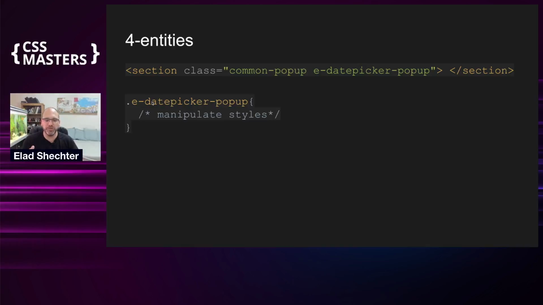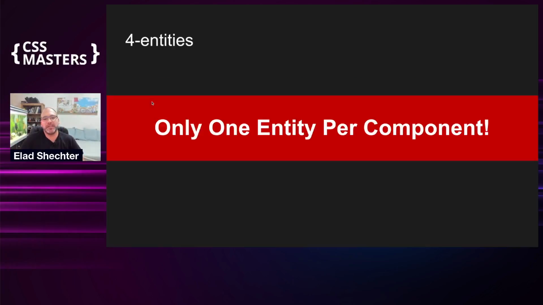And how am I so sure that one class can override the style of the common pop-up? It's the way that I already built the structure of the loading of all those types of partials. Remember, the component is layer number 2. Entity is layer number 4. It always comes after. In this way, I know that even a one class selector of eDatePicker pop-up can override the class of common pop-up. The cascading. And it's very important to know that you're not allowed to create an entity of another entity.